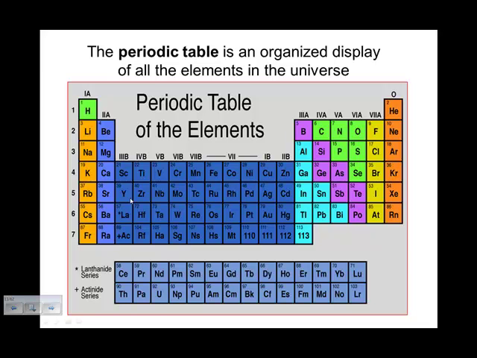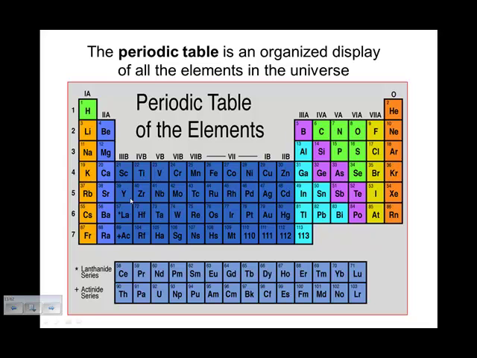Okay, so some of these hopefully you guys already know, right? So Na, what's that one? Sodium. K? Potassium. Good. C? Carbon. Sounds like you guys know pretty well, at least somewhat acquainted with the periodic table as a list of substances.